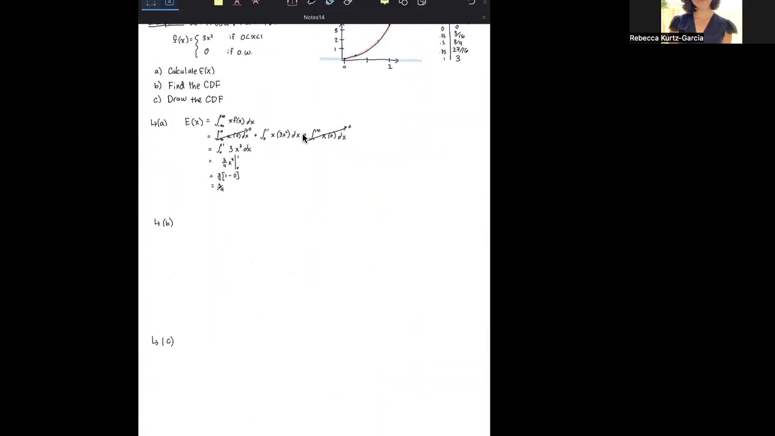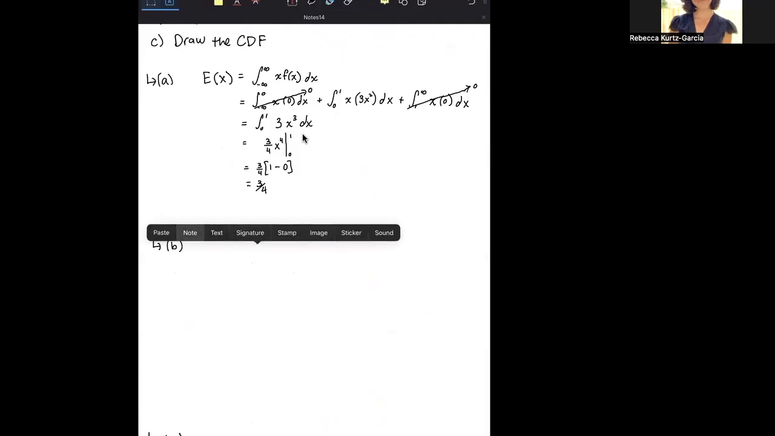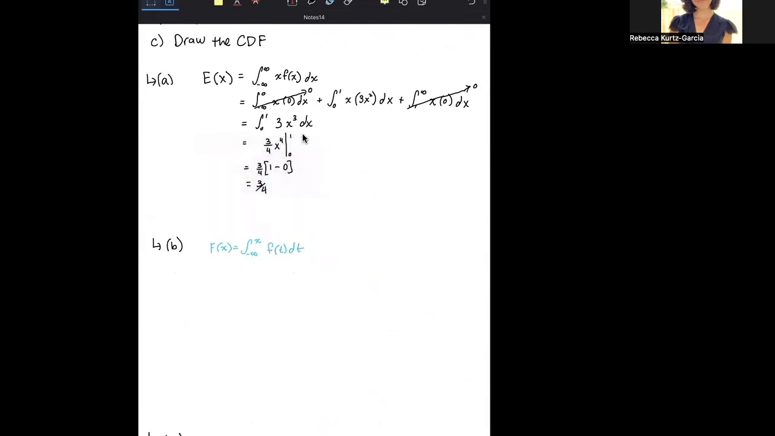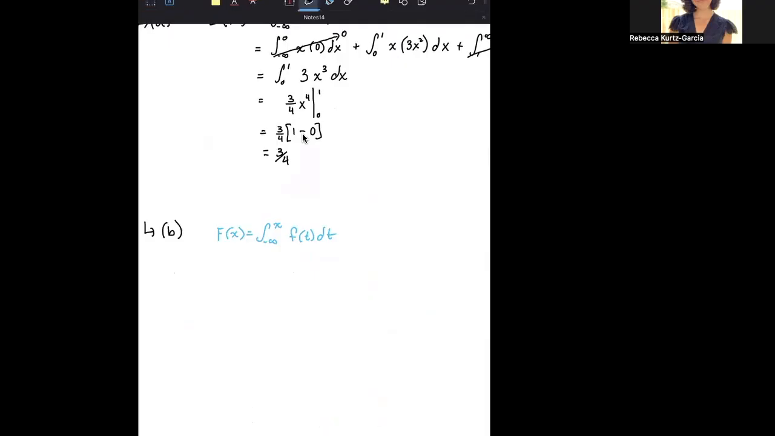So I'll put this property over here as a reference. This is the property I'm using from the notes. I'll put it in blue. Now I'm going to write this as f, and I'm going to put x naught. So I'm evaluating up to x naught.